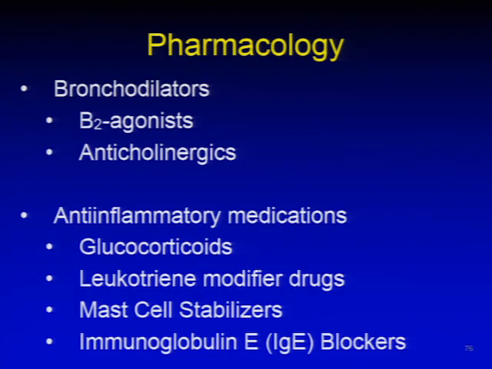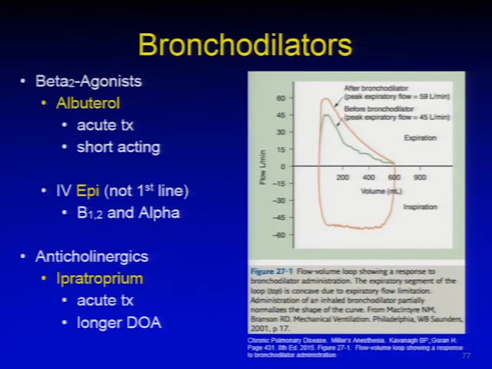Now, some of the pharmacology of the respiratory system we can go into. The bronchodilators and anti-inflammatories are common drugs used to treat pulmonary disease. Beta-2 agonists, anticholinergics, steroids, specifically glucocorticoids, leukotriene modifiers, mast cell stabilizers, IgE blockers. Albuterol has its onset in a few minutes. That's why it is a good rescue drug, the drug of choice. Tachycardia limits its short interval repeat usage.